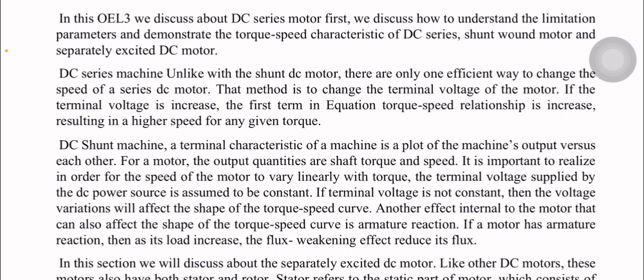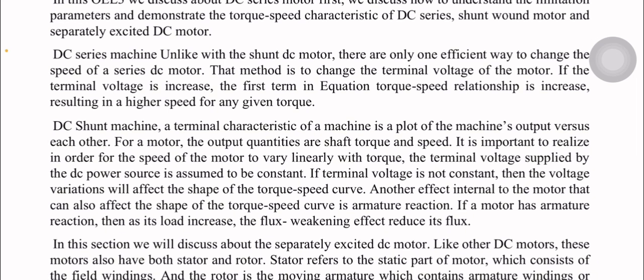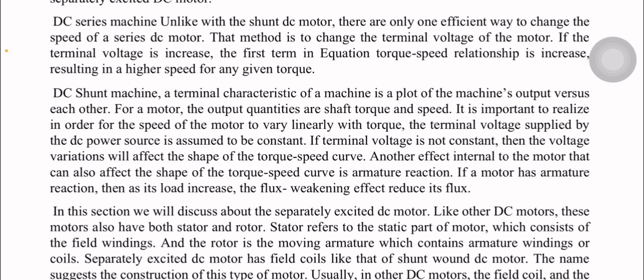For the DC series machine, unlike the shunt DC motor, there is only one way to change the speed of the series DC motor. That method is to change the terminal voltage of the motor. If the terminal voltage is increased, the first term in the torque speed equation is increased, resulting in a higher speed for any given torque.